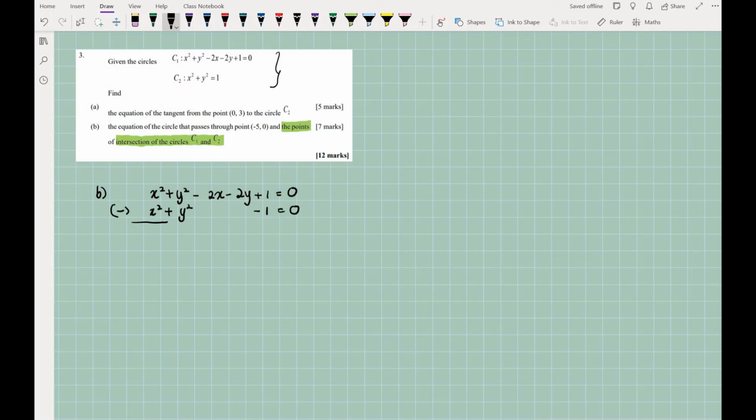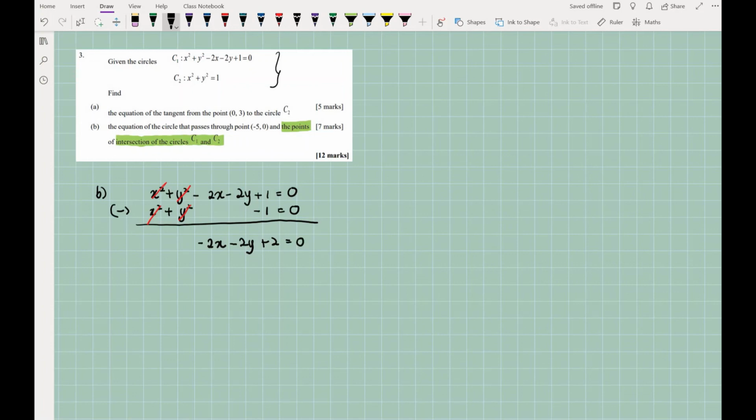So, using the subtraction operation, okay, I'm going to subtract these two equations and I will have x squared minus x squared will disappear, y squared minus y squared will also disappear. Negative 2x minus 0 is still negative 2x. Negative 2y is still negative 2y. 1 minus negative 1, that is plus 1. So that is positive 2 is equal to 0.